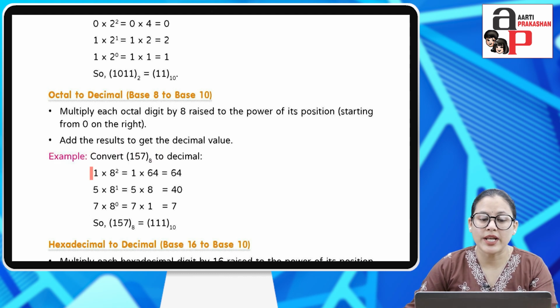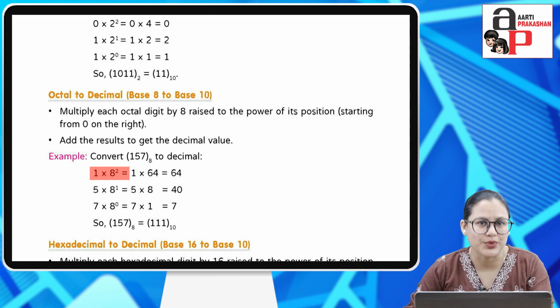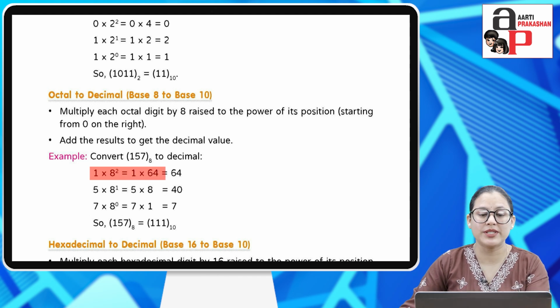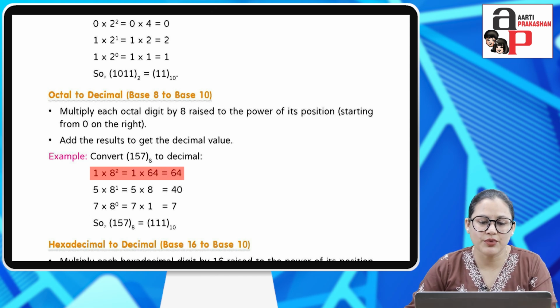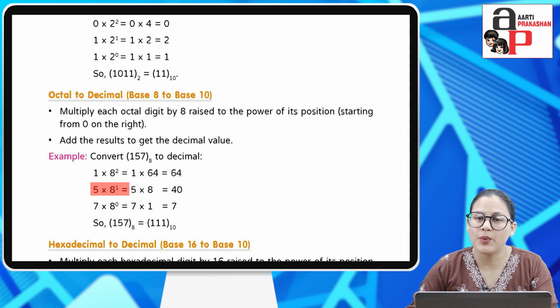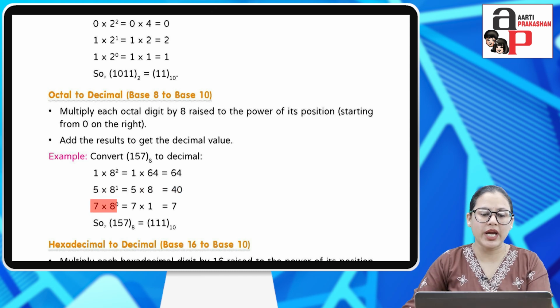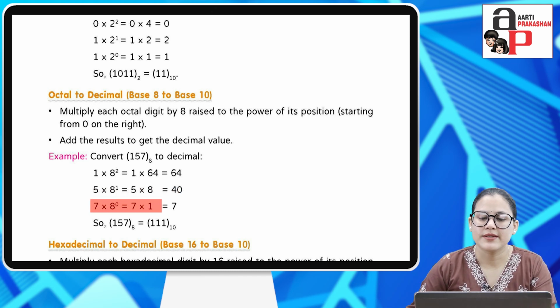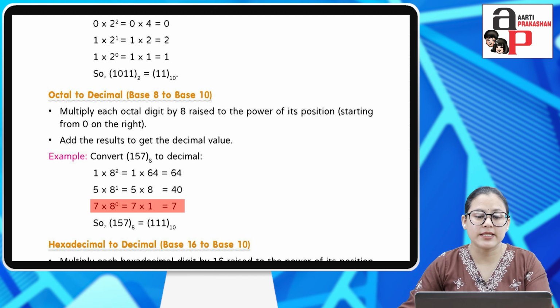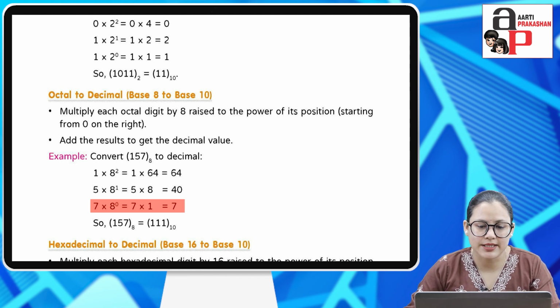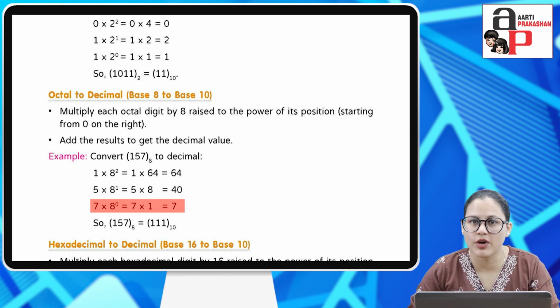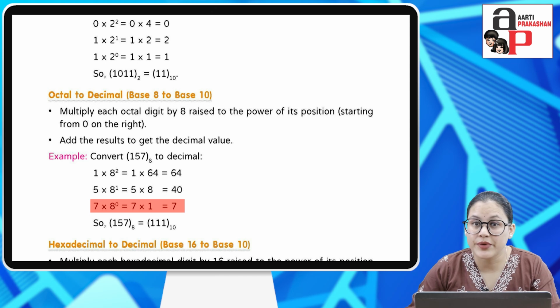So, we'll write 1 into 8 raised to the power 2, right? And 8 raised to the power 2 is 64. So, 1 into 64 is 64. Next digit is 5. 5 into 8 raised to the power 1 is equal to 5 into 8, which is 40. And then 7 into 8 raised to the power 0 is equal to 7. Okay. Now, add the results. 64 plus 40, 104 plus 7, 111. So, 111 base 10.